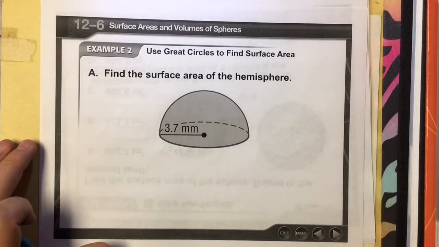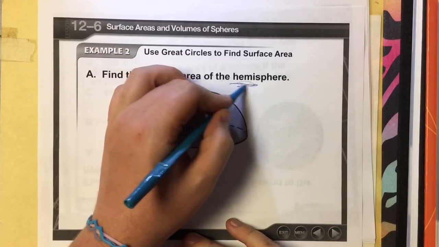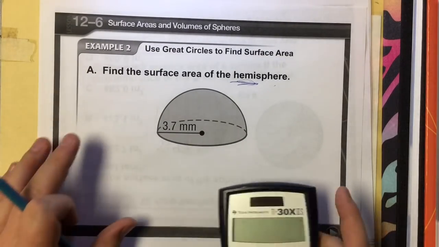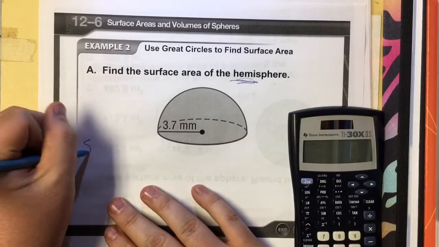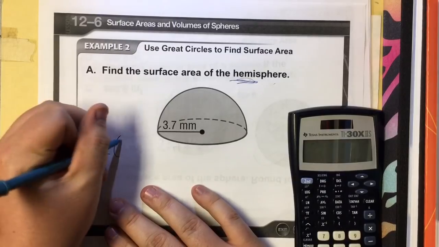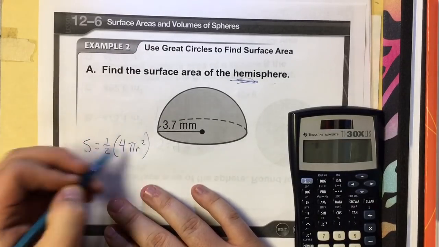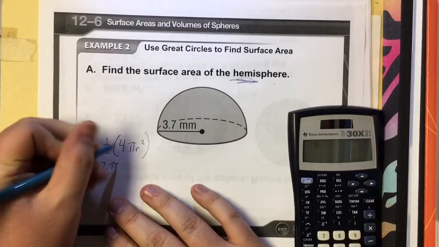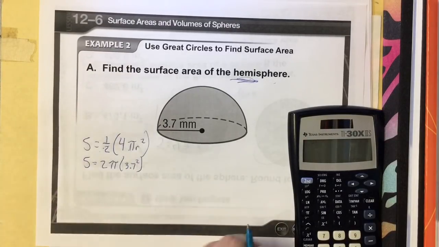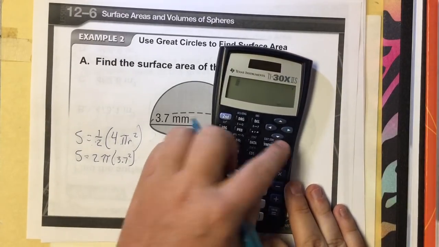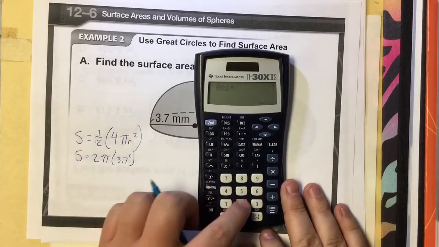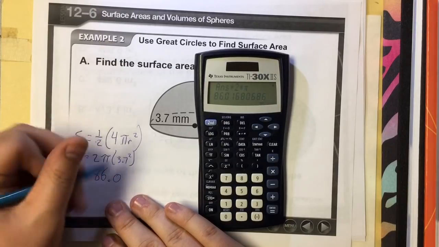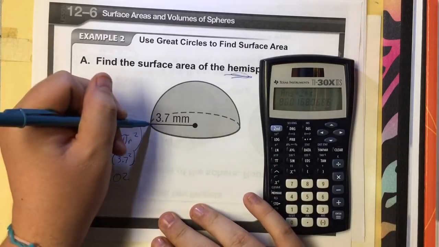All right. Find the surface area of a hemisphere. A hemisphere is just half of a sphere. So our surface area of a hemisphere, well, to start out, we have half of a sphere. So let's do surface area is equal to 1/2 of 4 pi r squared. That's half of a sphere. So our surface area is equal to half of 4 is 2 pi, and my radius is 3.7, so I'll square that. 3.7 squared times 2 times pi, and I will get a surface area of 86.02, rounding off, but that is just half of a sphere.